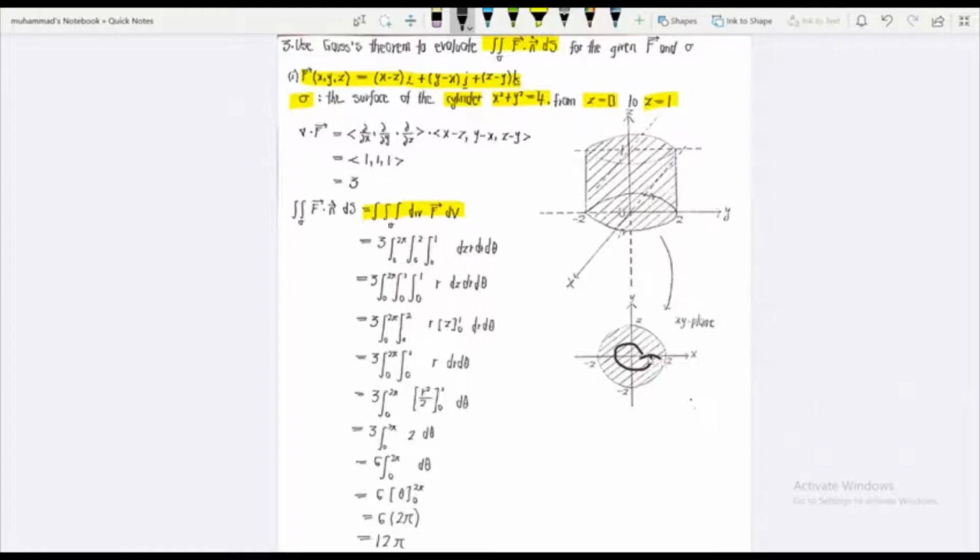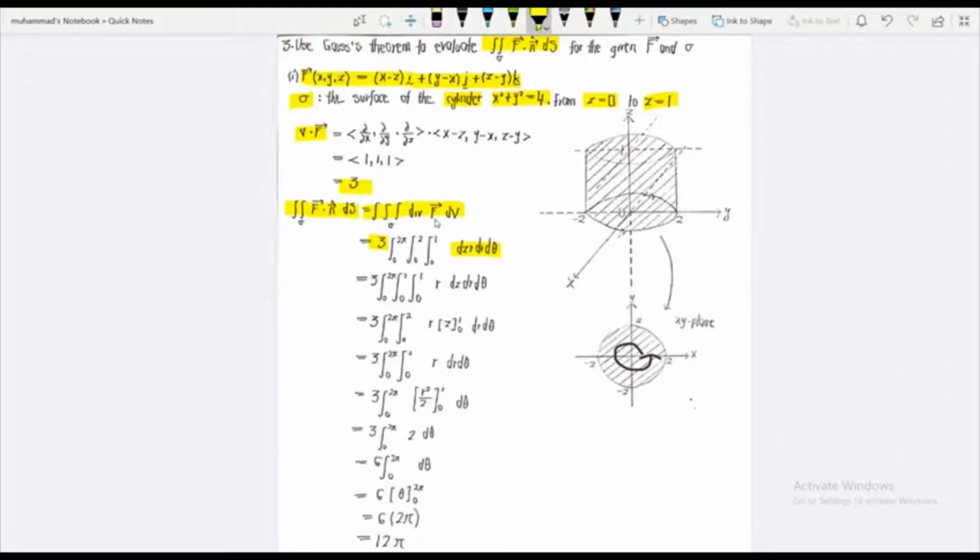Now we find the divergence of F and we get the answer 3. Then we can find the double integral F dot n dS with the formula triple integral divergence F dV. dV will be dz r dr d theta, and we can substitute all the limits here: z from 0 to 1, r from 0 to 2, theta from 0 to 2 pi. And the 3 we get from the divergence of F.